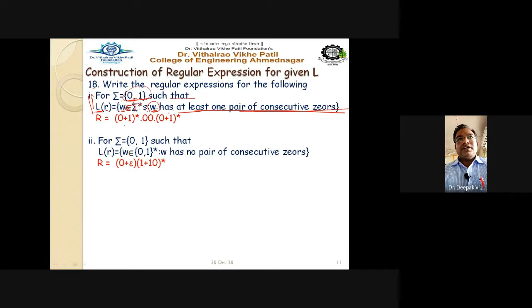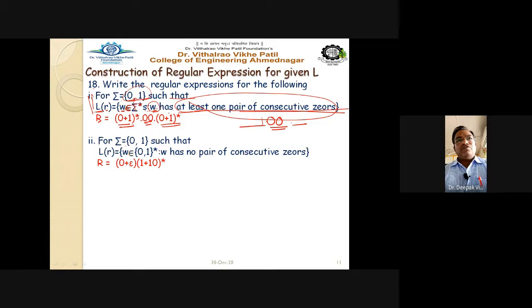So I can write here R equal to (0 plus 1) raised to star, meaning any number of 0 and 1, dot 00, dot (0 plus 1) raised to star. At least one pair of consecutive 0 means the string must contain double 0, and on this side and this side any number of zeros and 1 are possible.